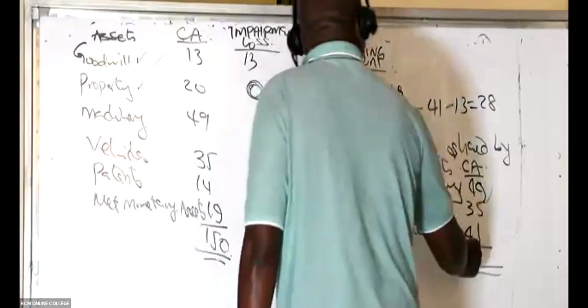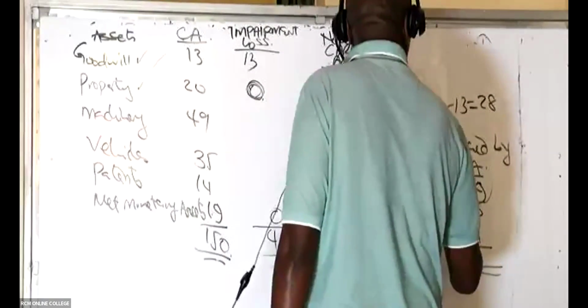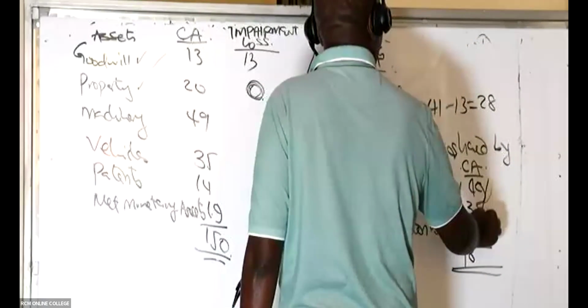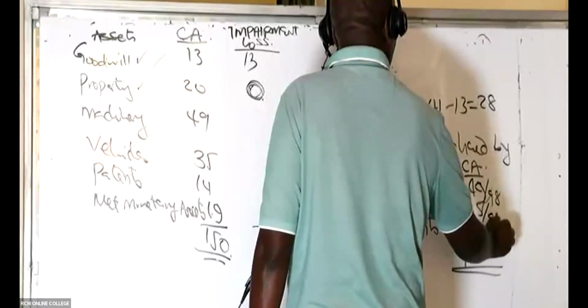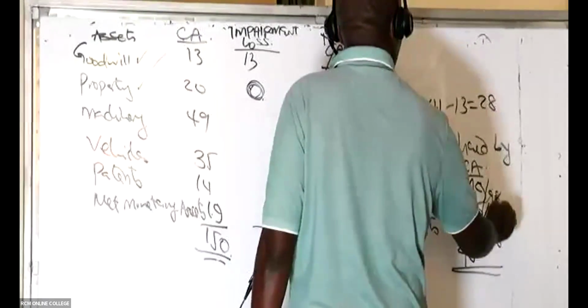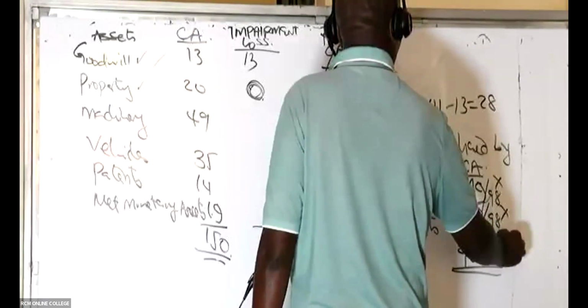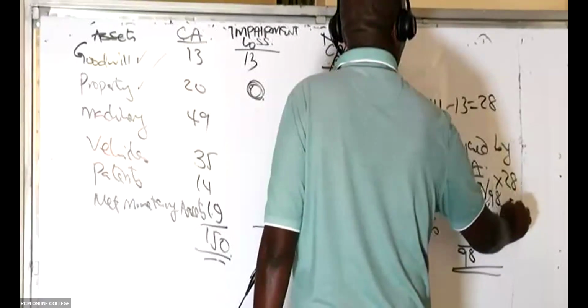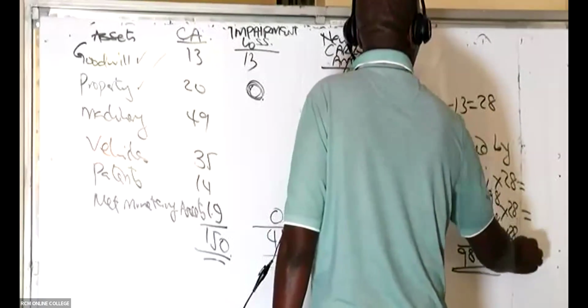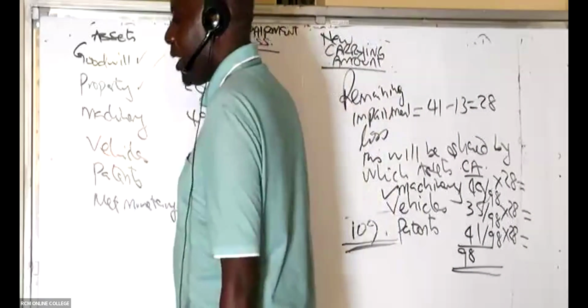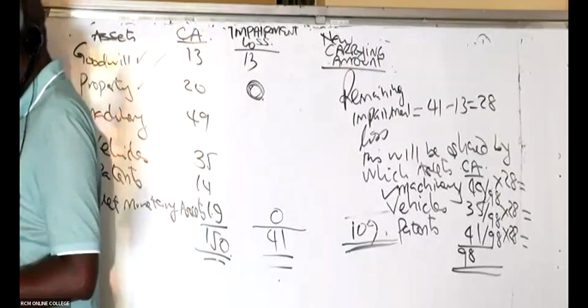So this is how you play around now with this 20. So 49 divided by 98, let's make proportions. 35 divided by 98, 41 divided by 98. You multiply this with the loss to be shared, and then you give me the answer.